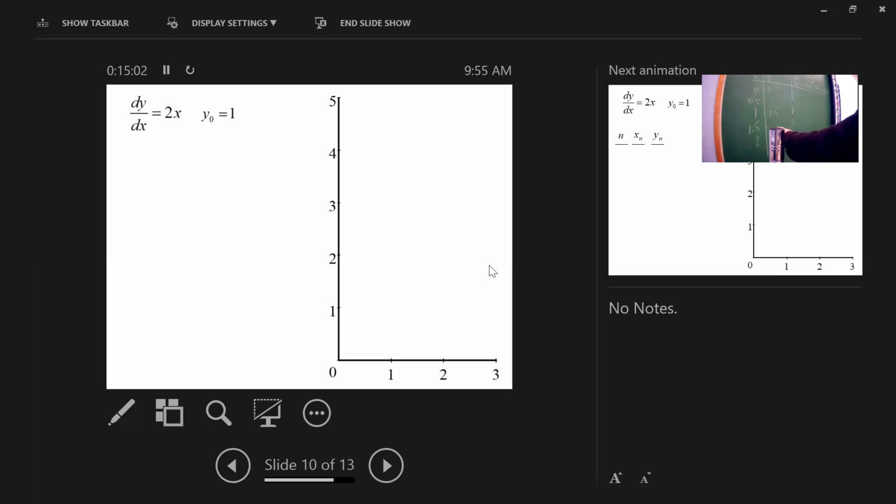Now what? 1.5. Double that. That's 3. 3 times 0.5 is 1.5. This would be the point 1.5, 3. One more. We put 1.5 in here. We double it. Right? And we get 3. 3 times 0.5.